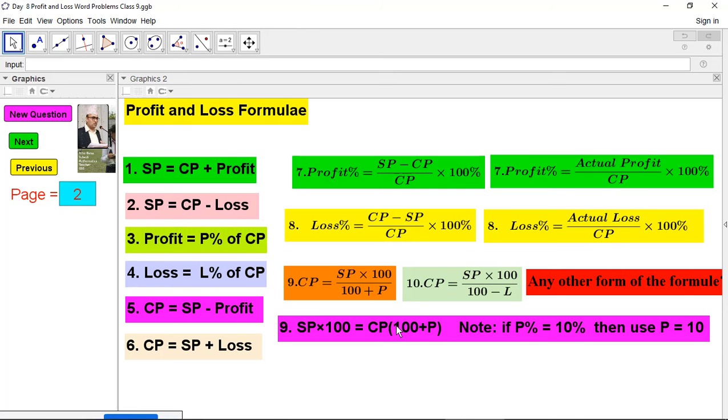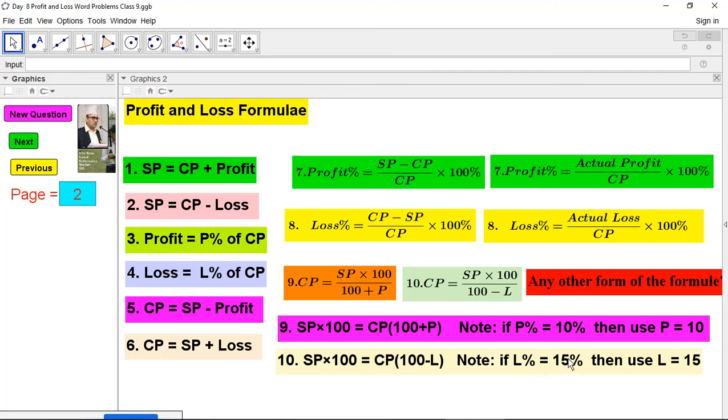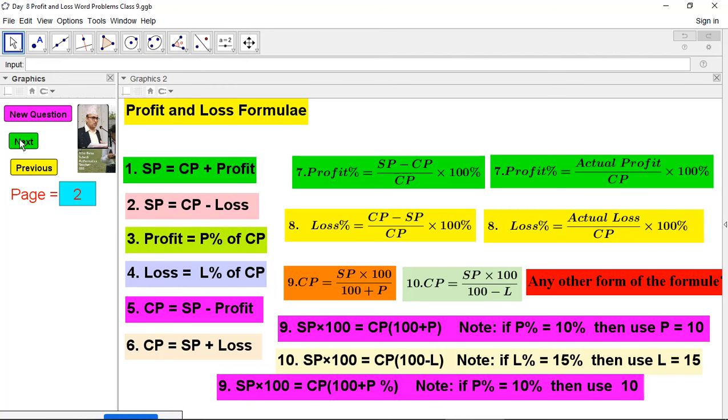Yes, for this, dear students, just cross multiplication: CP times (100 plus P) equals SP into 100. But you should be sincere that if only profit percent is given, we can use this formula. If profit is 220 or 30 given, you cannot apply this; P is 300 like that. That will be a blunder, so you should be sincere. If L percent is given, then use the value of L, like 15, in this. And I already mentioned the next formula also. So this is the list of formulae, dear students.